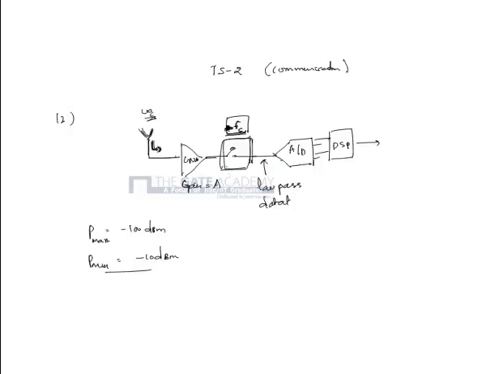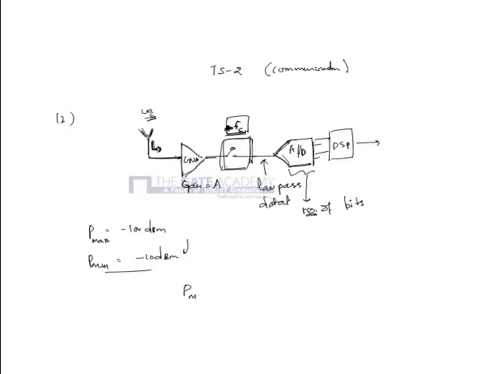Now we need to find what is the resolution or number of bits necessary for the ADC such that this works properly. That is, this A to D converter should be able to detect the smallest signal, that is the minimum power signal, also properly. Now let's compute the signal power at the input of the LNA.